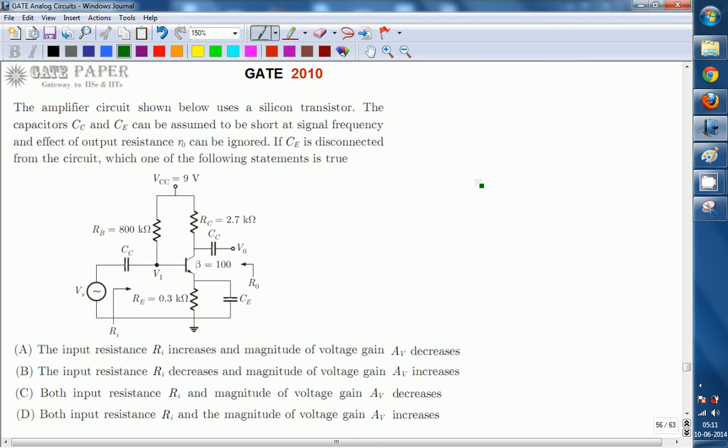If CE is disconnected from the circuit, CE implies nothing but this one. If CE is disconnected from the circuit, which of the following statements is true?